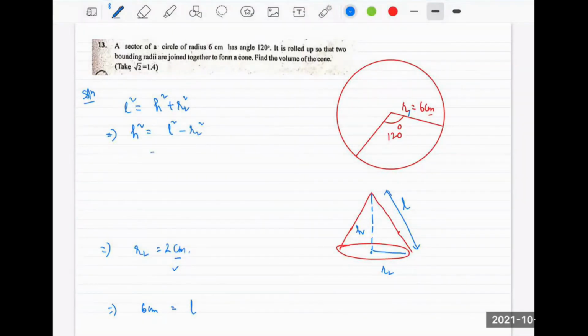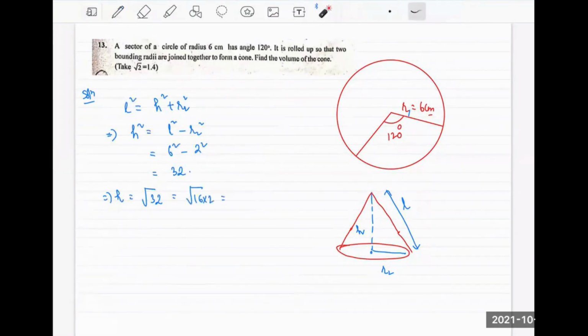Now you put in the value. The value of L is 6, so 6 square here. R2 is how much? 2 square. 6 square minus 2 square, how much? 36 minus 4 is 32, right? Find out the H, it will be root over 32. Root over 32, we express like this, 16 into 2. When you separate, the square root of 16 will be 4. Square root of 2 will be root over 2. So we will have 4 root 2 here. And the question also says take root over 2 as 1.4. So you can replace this root over 2 with 1.4. So we are going to have 4 into 1.4 centimeter, which will be 5.6 centimeter.